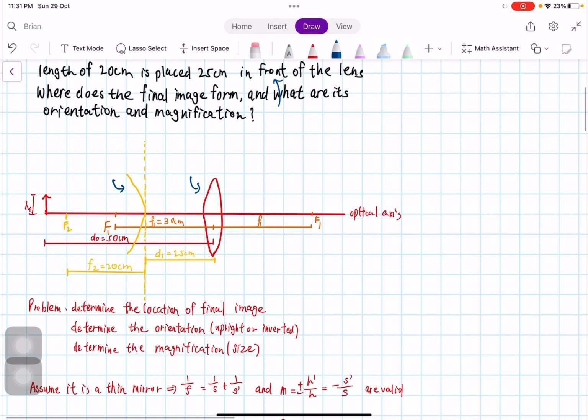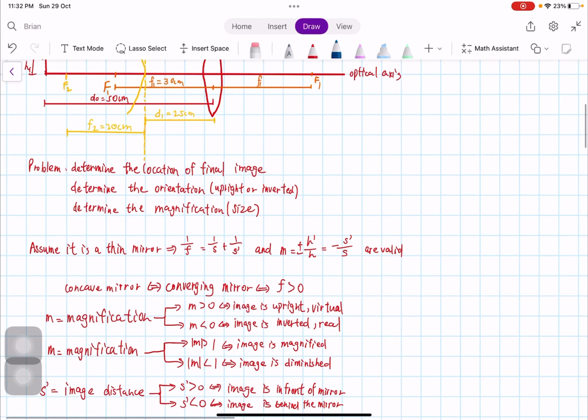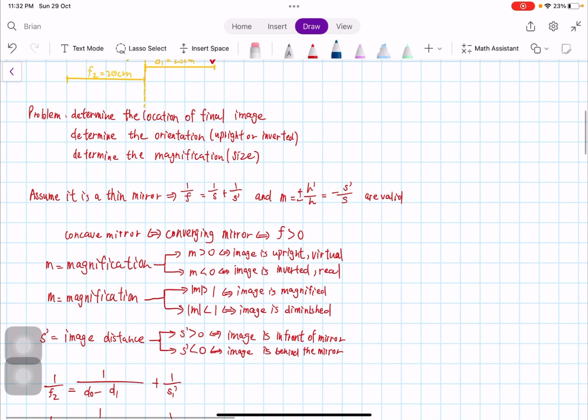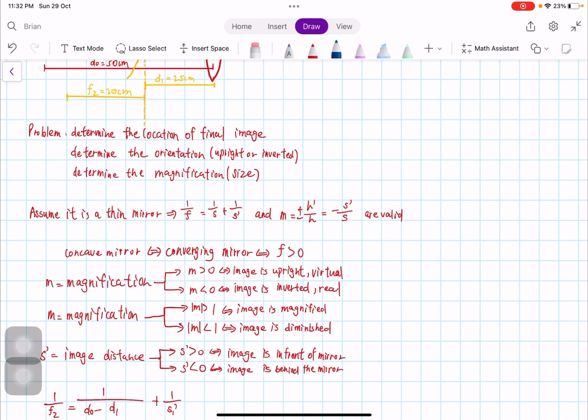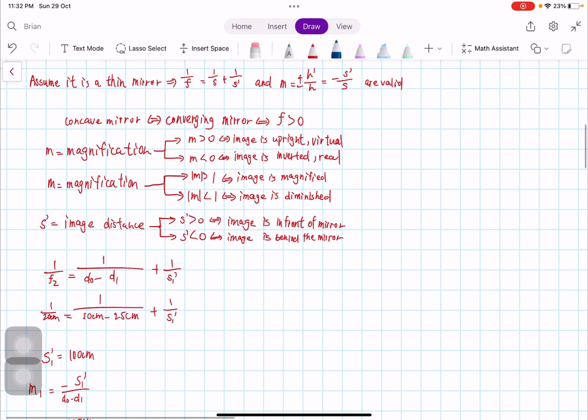As we look at the diagram, the mirror comes first in contact, so we consider the mirror first. Let's assume that it is a thin mirror, so I could use the thin mirror equation, and the magnification equation is also valid. For a concave mirror, since it is a converging mirror, the focal length is going to be greater than 0. And for every concave mirror, if the magnification is greater than 0, then the image is upright and virtual, and if it is less than 0, then the image is inverted and real.